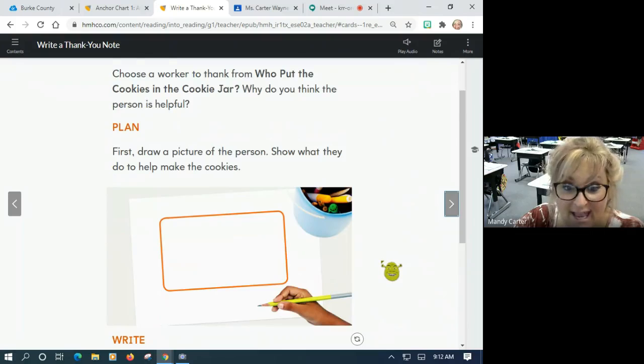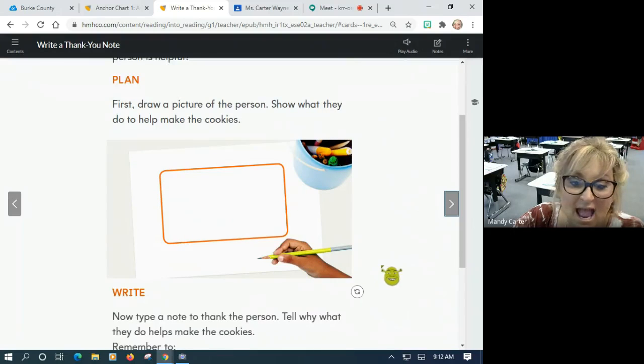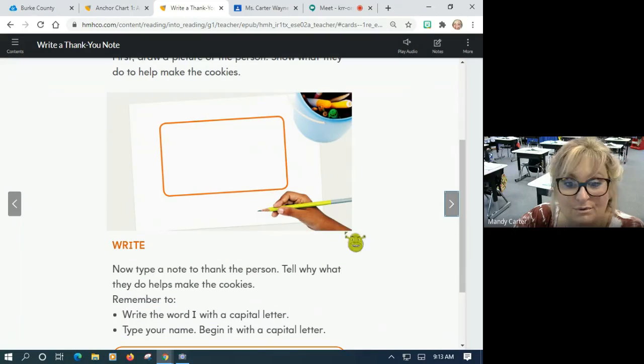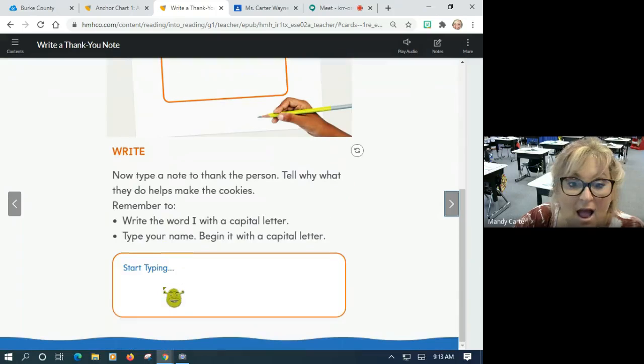Once you do that, I want you to write a thank you note to the person. Tell why what they do helps make the cookies. And don't forget, when you write, you might say, I want to thank you. When we use the word I, it's always a capital letter, no matter where it's at in the sentence. All right.